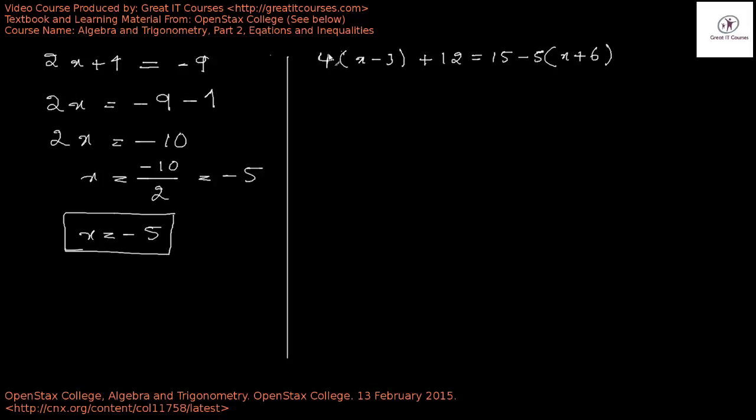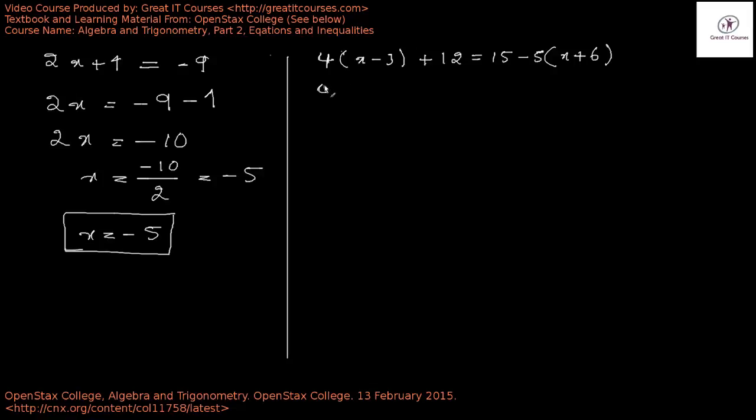So 4 into x minus 3 plus 12 is equal to 15 minus 5 into x plus 6. In order to solve these kinds of equations, first you need to use the distributive property to distribute everything. For example, you need to distribute this 4 into this whole expression, or distribute 5 into this whole expression, and then you can simplify.